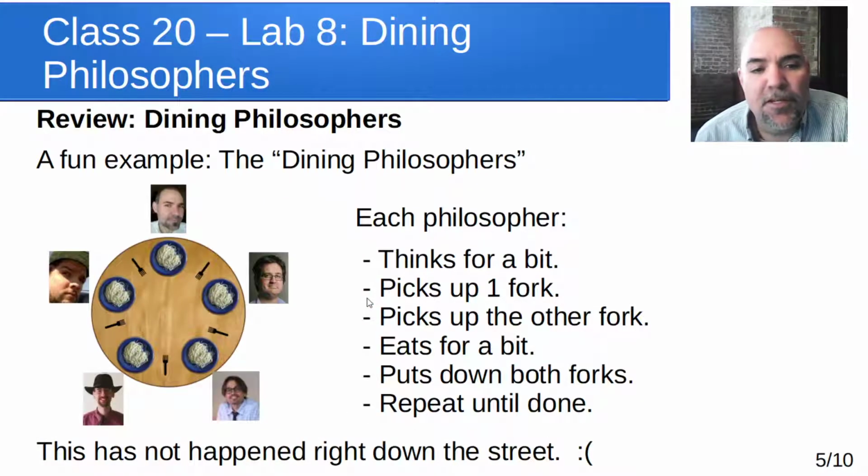Okay, and a quick review of the dining philosophers problem, since that's what you're going to be simulating for this lab, which is kind of a fun example. So each philosopher, they're sitting around a circular table. There are a number of plates of spaghetti, and each philosopher sits with the plate in front of them. And there are 2 forks on either side of the plate of spaghetti. And to eat spaghetti, they need to use both forks. They need to stick both in, twirl up the spaghetti on the 2 forks, and then eat.